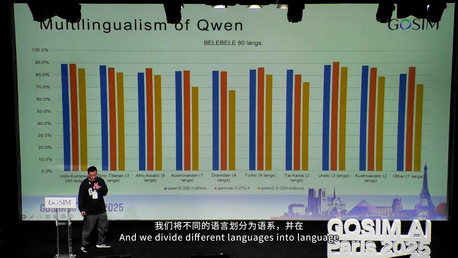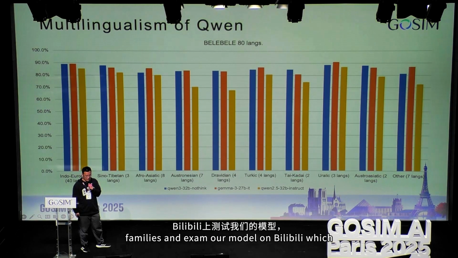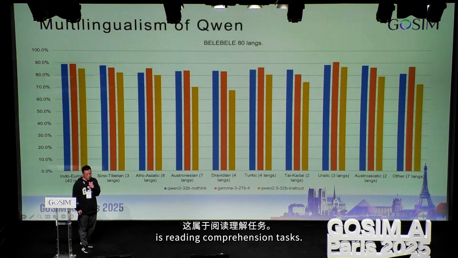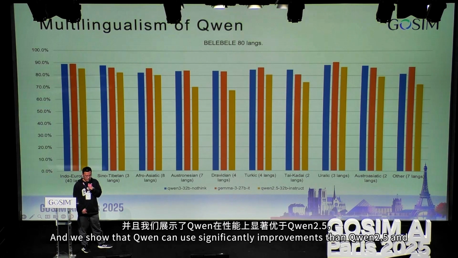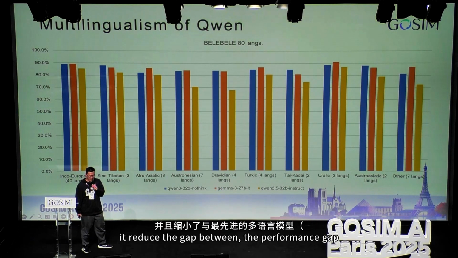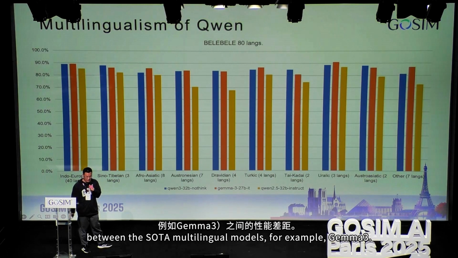We divide different languages into language families and examine our model on Belebele, which is a language reading comprehension task. And we show that Qwen 3 yields significant improvements over Qwen 2.5, and it reduces the performance gap with SOTA multilingual models, for example, Gemma 3.